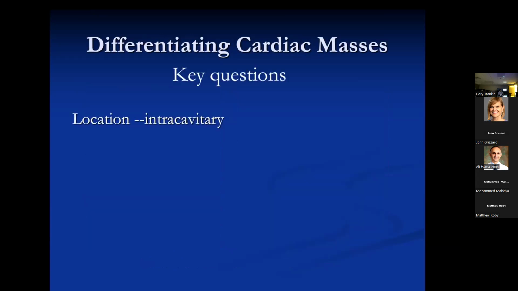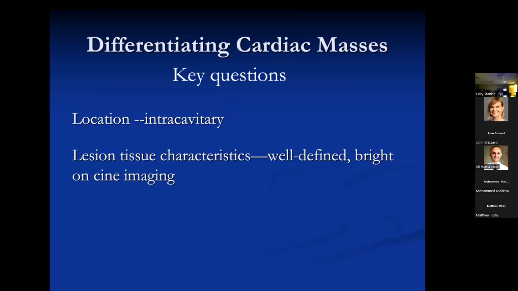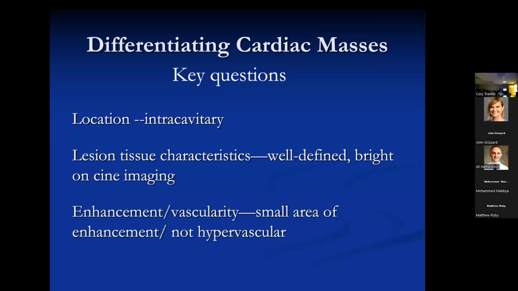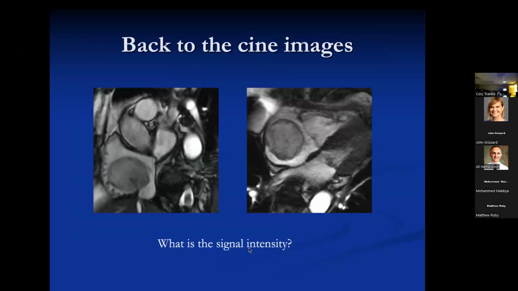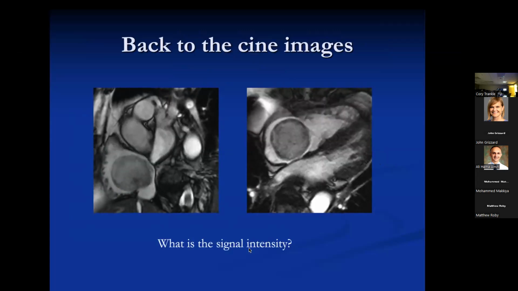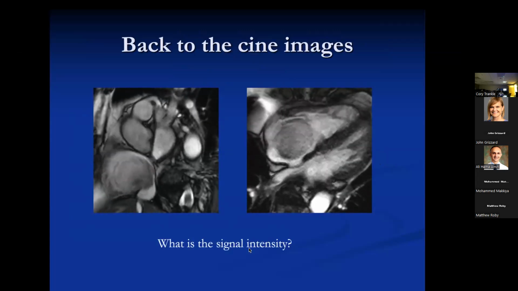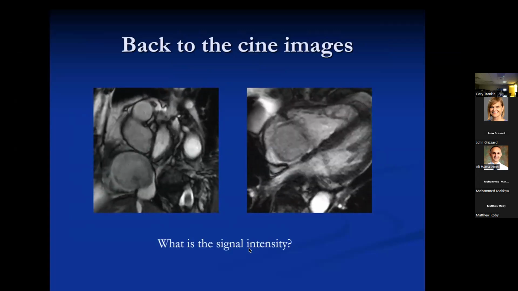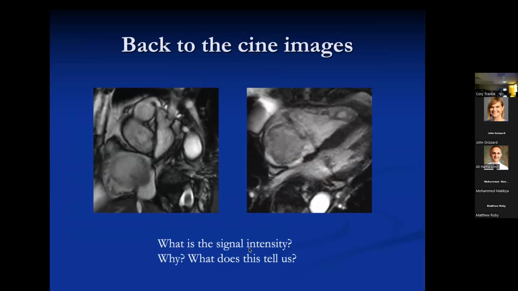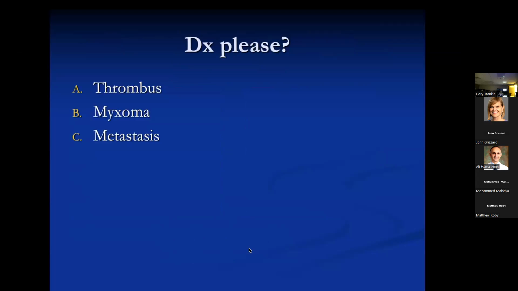Let's go through why. Its location, it's intracavitary. That helps with the differential. Tissue characteristics, yeah, it's well-defined. It's bright on cine imaging. Now, I'm going to say that again. It was bright on cine imaging. That at first didn't dawn on me, the importance of that. Enhancement, yeah, it has a little bit of enhancement, but it's really not very vascular, right? It's pretty much avascular, okay? So the signal intensity is the key to the diagnosis here. And what is it? It's brighter than muscle. We've said thrombus, if this was thrombus, it would be isointense to muscle. So this is not a thrombus, right? What is it? It's going to be one of these, right?